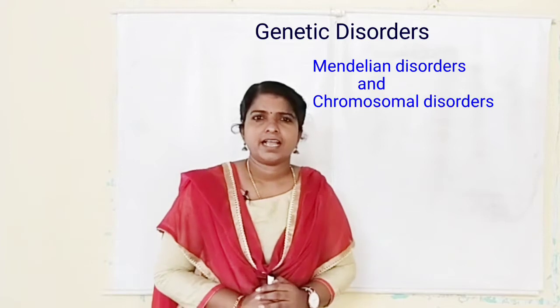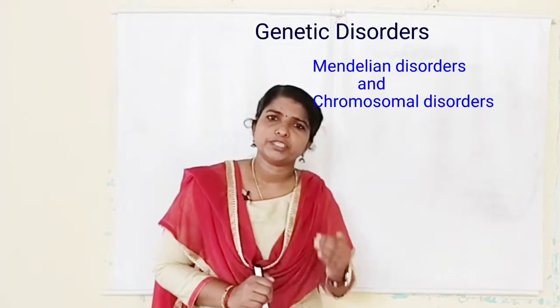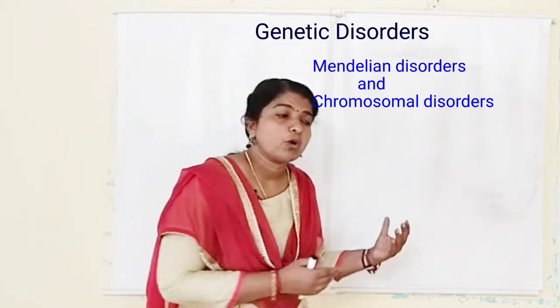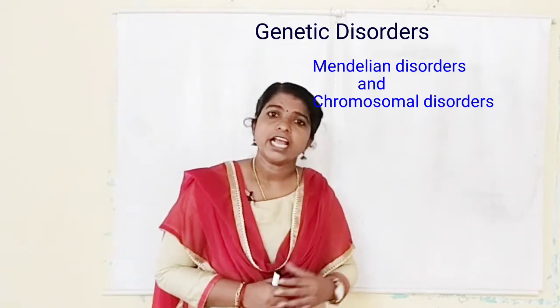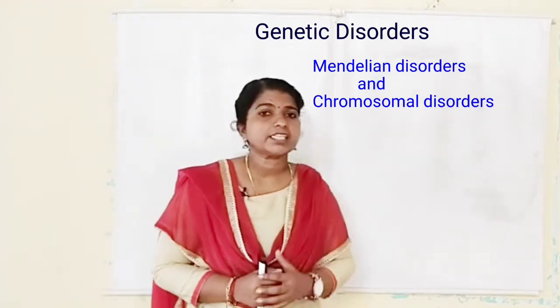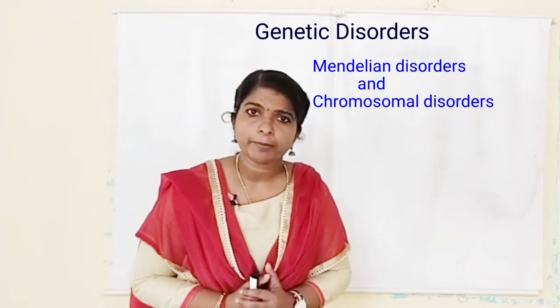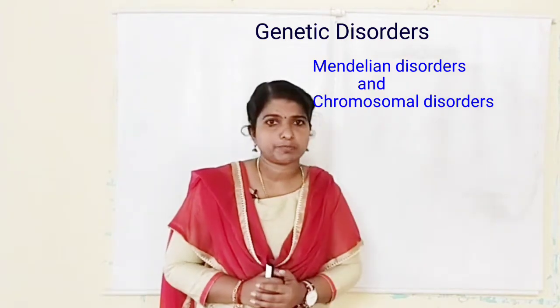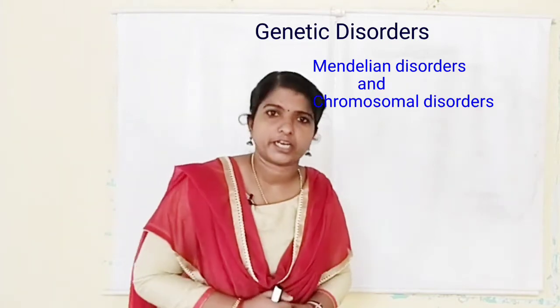Genetic disorders are generally classified into Mendelian disorders and chromosomal disorders. Mendelian disorders are due to mutation of a single gene. Mutation, you know, is a sudden heritable change, and it may be dominant or recessive. We can easily trace this type of disorder in a family by analyzing the pedigree chart. Here it follows the same principle of Mendelian inheritance. In this way, it is transmitted from parents to the next generation.